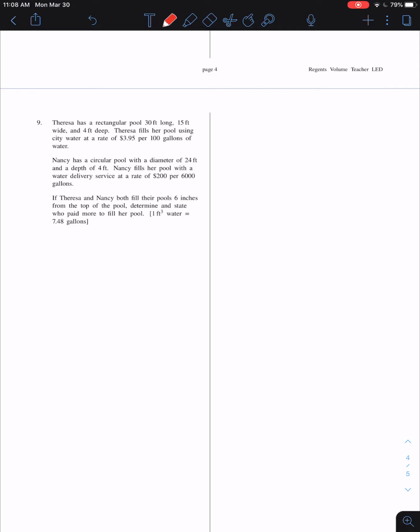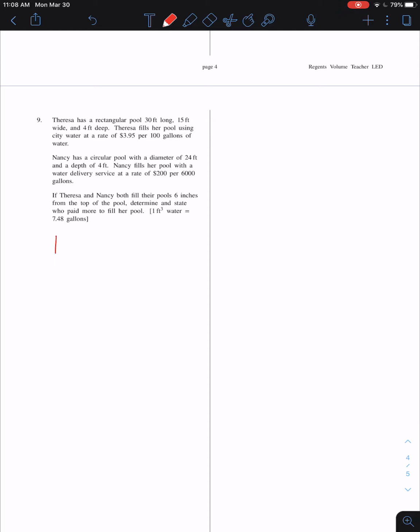Okay, last question. Teresa has a rectangular pool, 30 feet long, 15 feet wide, 4 feet deep. Okay, so do our best to draw this picture.